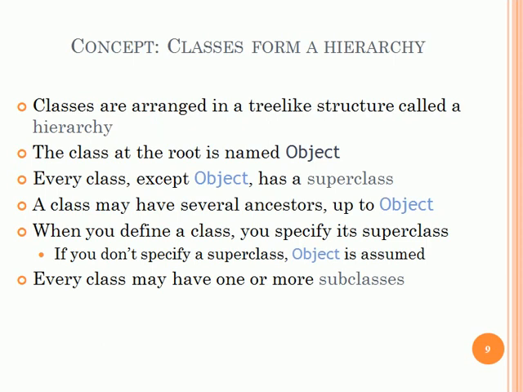The next concept is classes form a hierarchy. Here classes are arranged in a tree-like structure. The class at the root is named Object. Every class except Object has a superclass. A class may have several ancestors, up to Object. When you define a class, you specify its superclass, and if you don't specify a superclass, Object is assumed. Every class may have one or more subclasses.